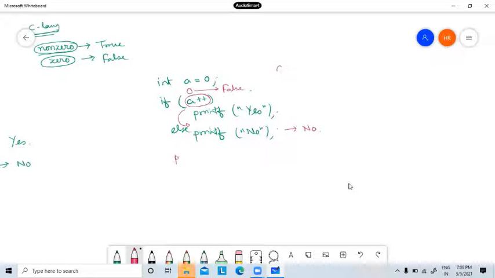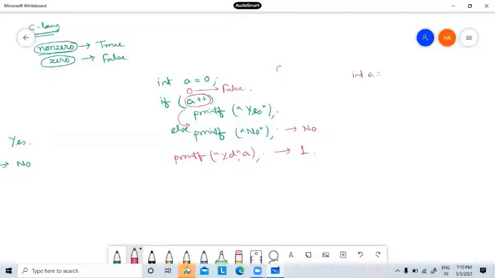Now if I print the value of a, since after this assignment a is incremented, the value of a will print as 1. Okay, logic clear?